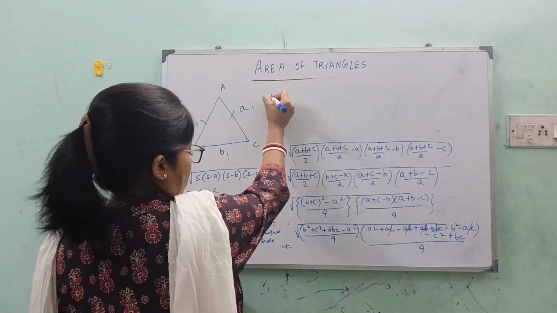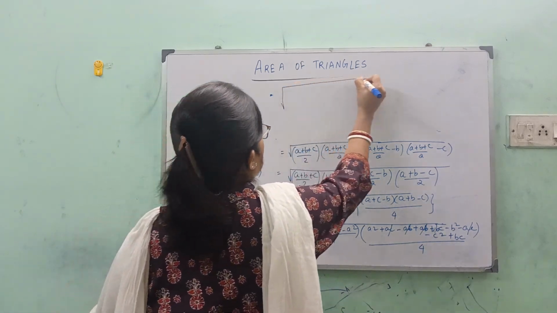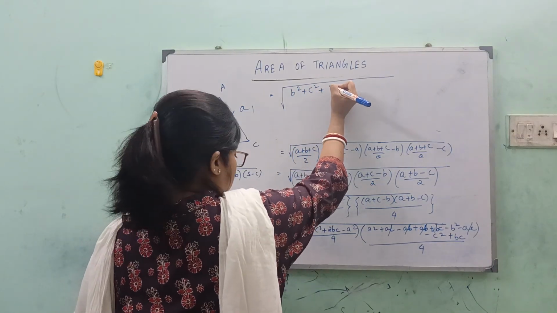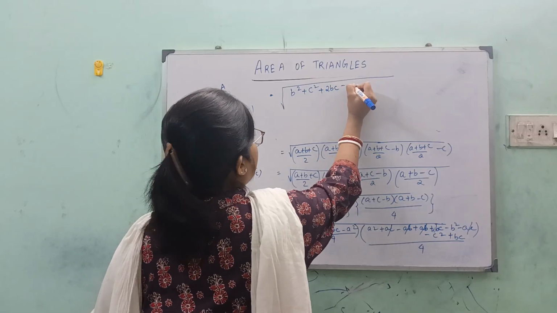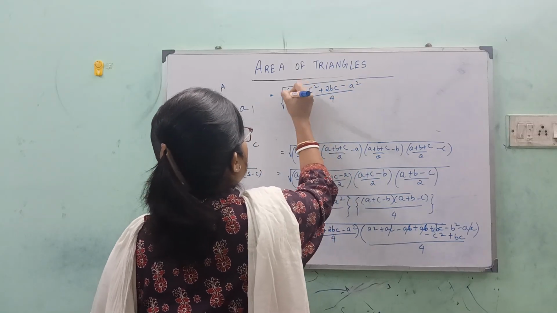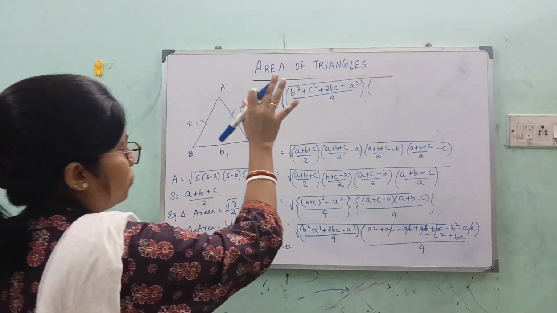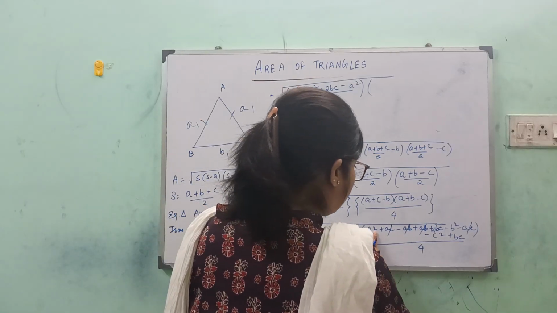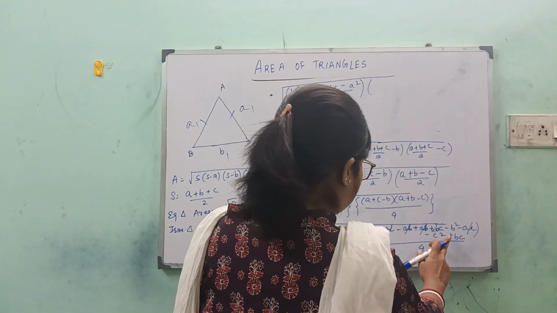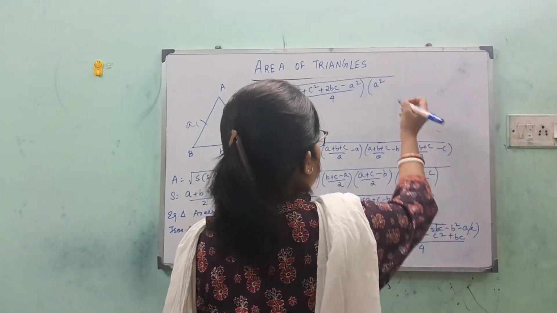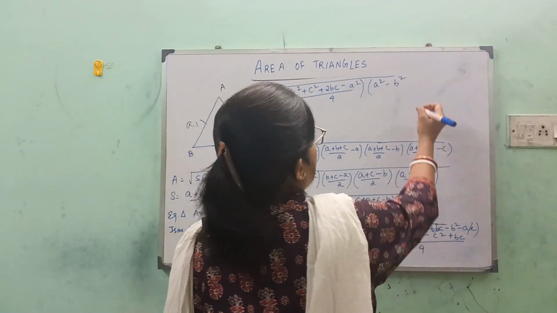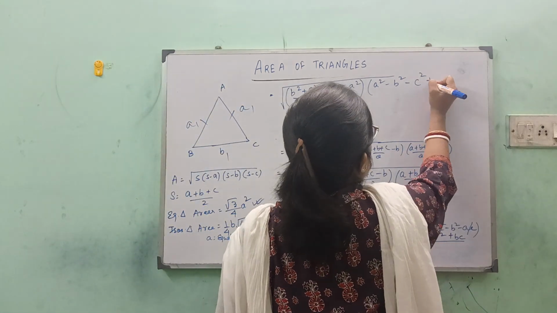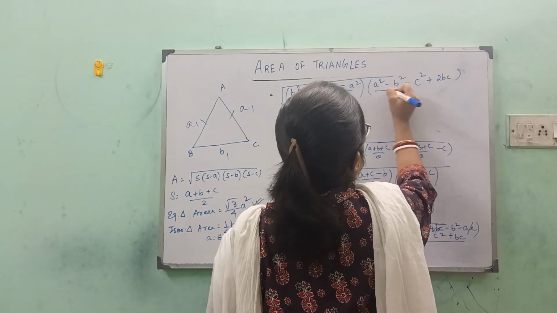Now see, this becomes square root as it is. So (b² + c² + 2bc − a²)/4. This will be further reduced, but I am not reducing it right now. Reason being, I'll tell you why. So this is a², and we have a minus b squared, and we have a minus c squared. And then we have a bc here and a bc here, so plus 2bc, whole by 4.